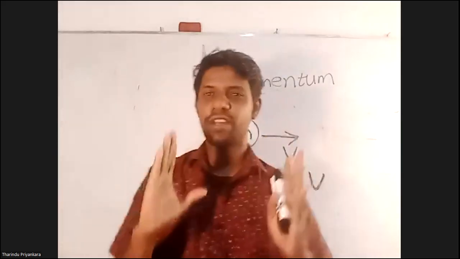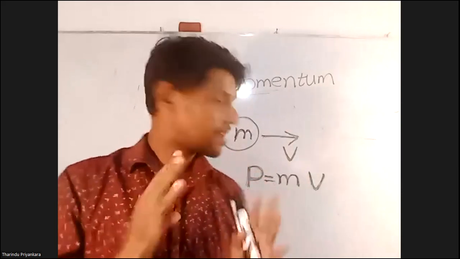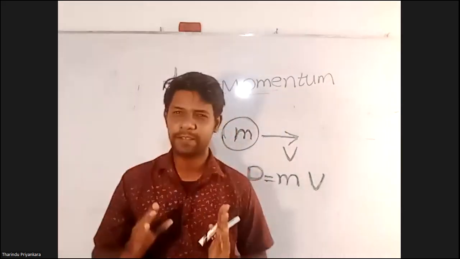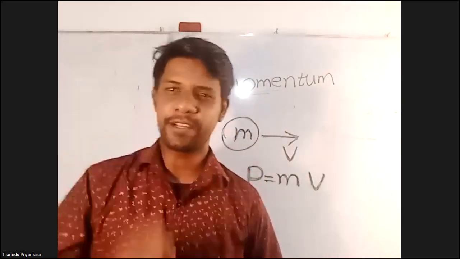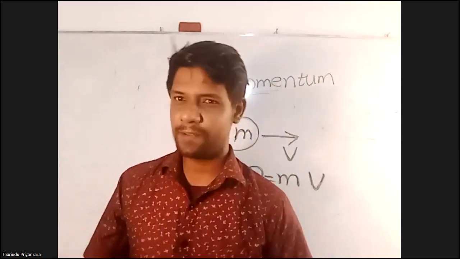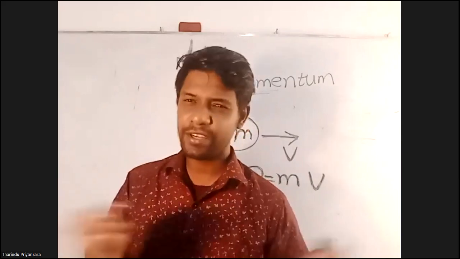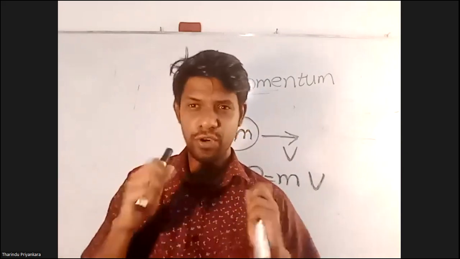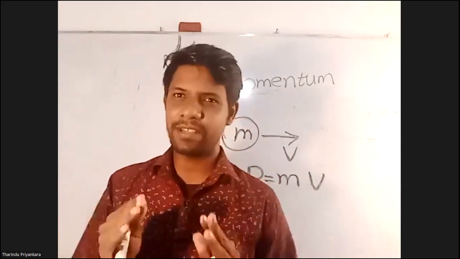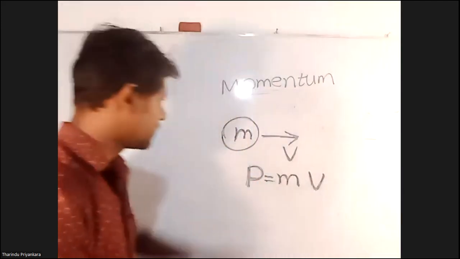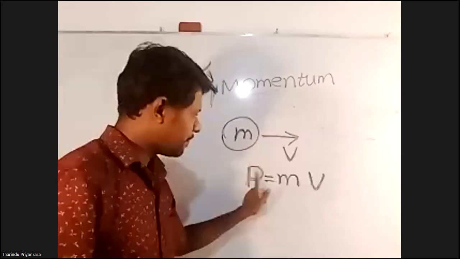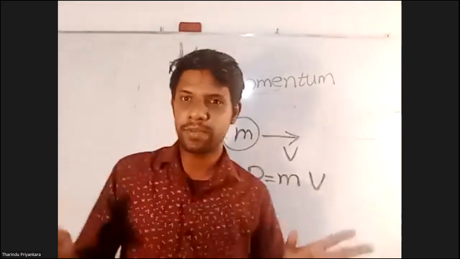Today we are going to start a brand new lesson in the mechanics syllabus, a brand new part. What is that? Momentum. You have learned momentum so far in grade 10, before that you didn't know. According to your grade 10 knowledge, momentum is a simple thing: mass multiplied by velocity. The product of mass and velocity is said to be momentum.